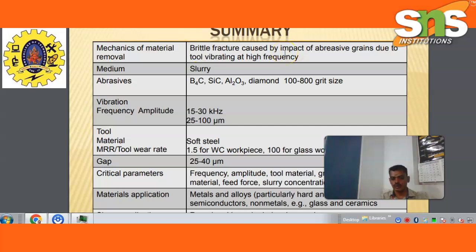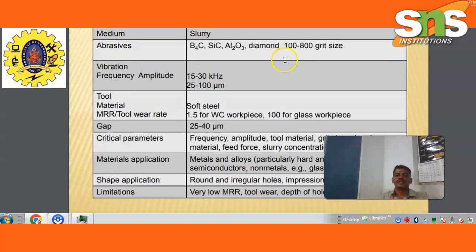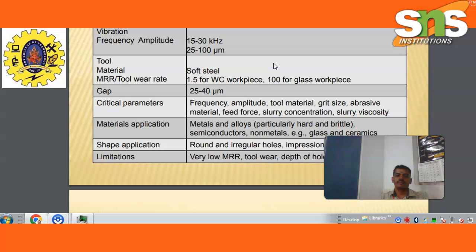The summary of this machine: the mechanics of material removal is brittle fracture of the surface caused by impact of abrasive grains due to the tool vibrating at high frequency. The medium is an abrasive slurry: B4C, SiC, Al2O3, diamond, 100 to 800 grit size. The vibration frequency is 15 Hz, amplitude 25 to 100 microns. The tool material is soft steel, and the workpieces include glass. The gap is 25 to 40 microns.